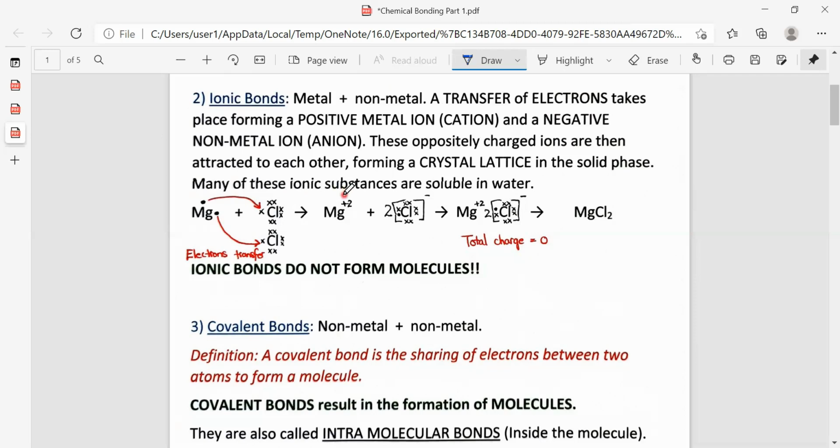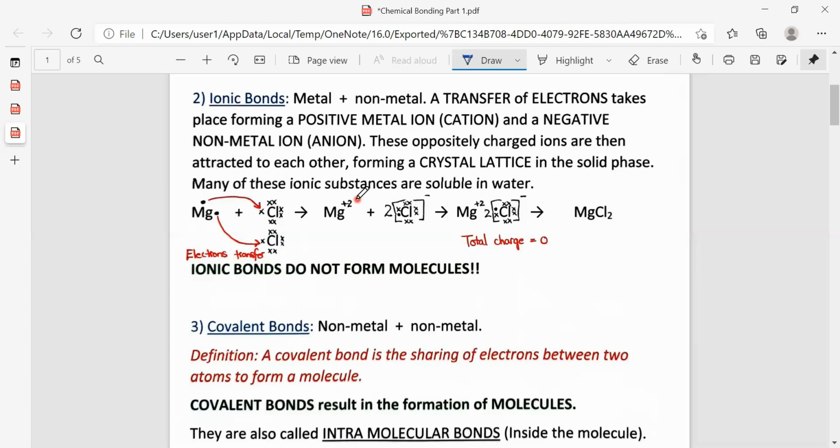So here is my cation, and 2 negative chloride ions form. Those are anions. Take note that your total charge, your overall charge, is going to be 0, because it is plus 2 and 2 times negative 1. Quickly going to go through why magnesium becomes plus 2 and the chloride ion becomes negative 1.